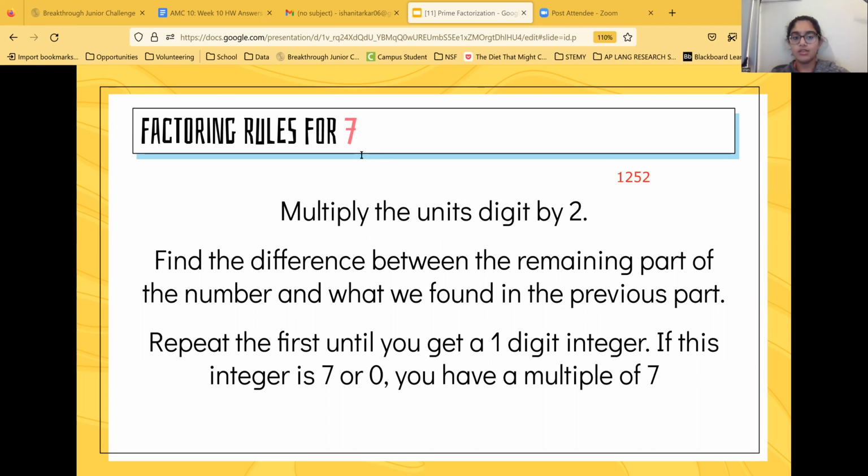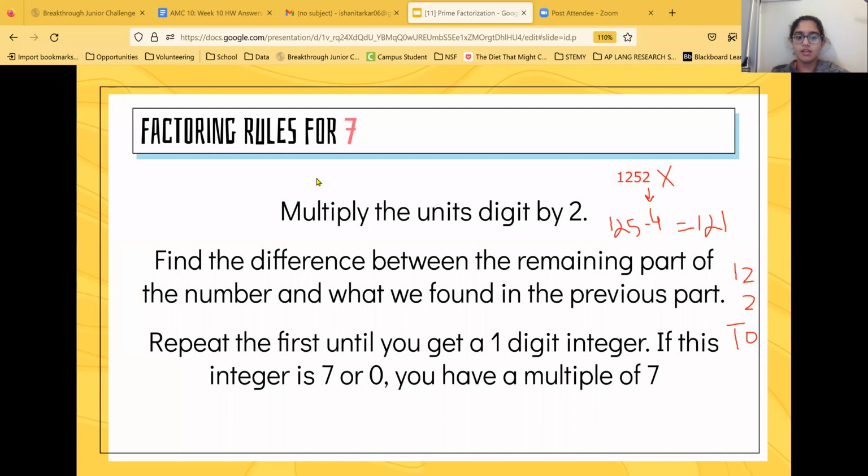So take, like, 1,252, for example. You'd multiply the units digit by 2, so you would get 4. And then you'd find the difference between 125 and 4. So 125 minus 4 is 121, right? Now you would take that units digit of 1 and multiply it by 2, so 12 minus 2 is equal to 10, right? Now you take the units digit, which is 0, multiply that by 2, which is also 0, and subtract that from 1, and you would get 1. So 1,252 is not a multiple of 7.